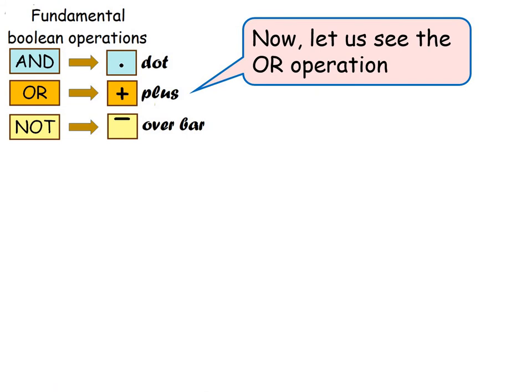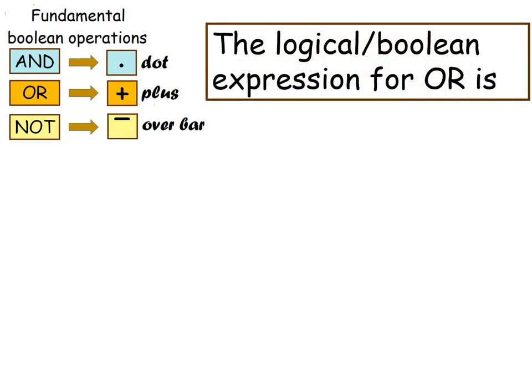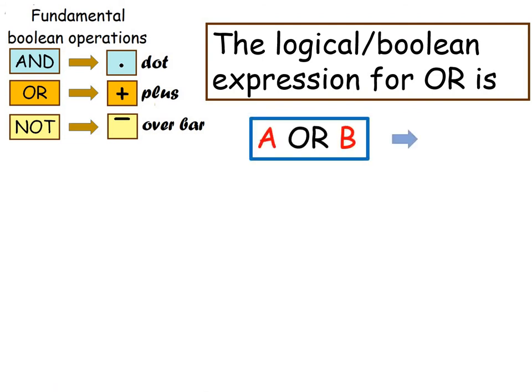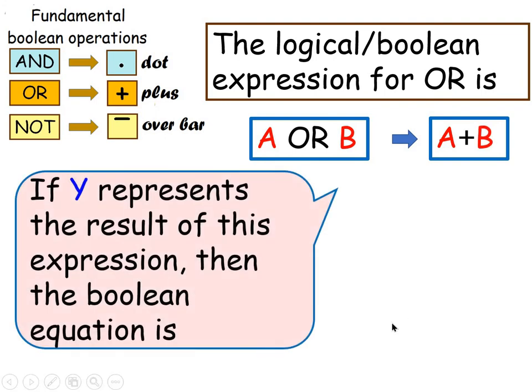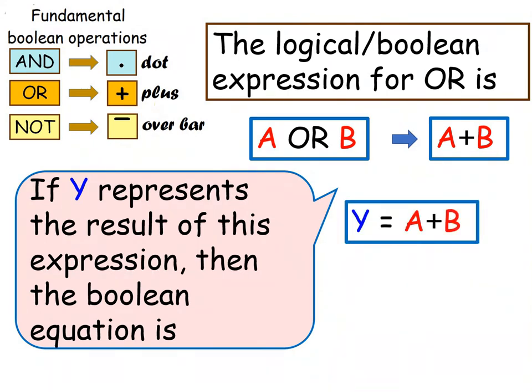Now let us see the OR operation. The logical or Boolean expression for OR is A or B, that is A plus B. If y represents the result of this expression, then the Boolean equation is y is equal to A plus B.